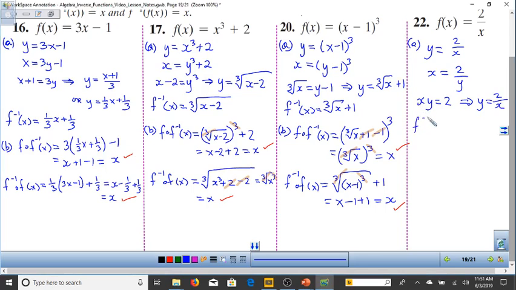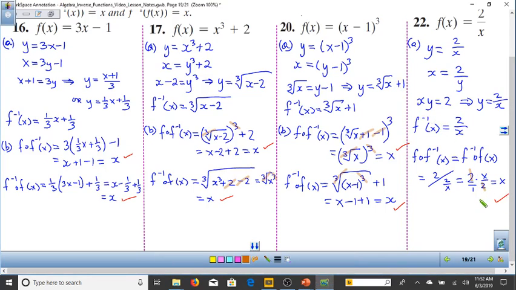And that means f inverse of x is the same function as f of x. F and f inverse are the same function. F is its own inverse. It undoes itself. So when we're doing the composition, whether we're doing f inverse of f of x or f of f inverse of x, we're doing the same thing. We're basically doing 2 over 2 over x, which is 2 times x over 2, which is just x. And that shows that the function is its own inverse.